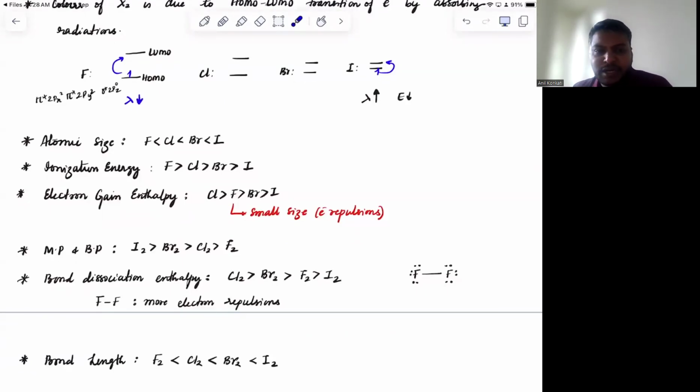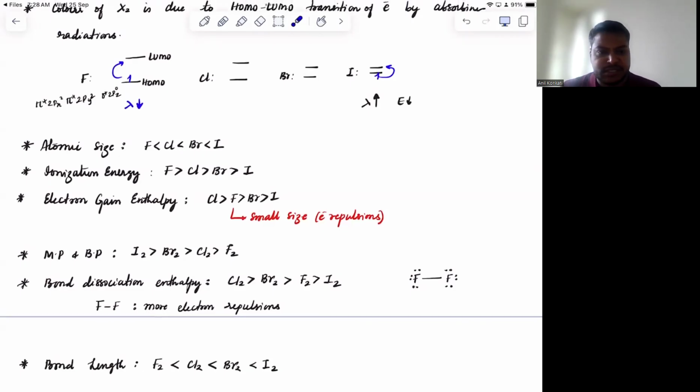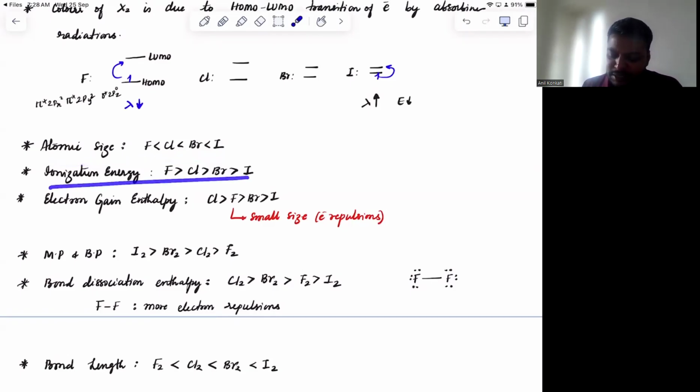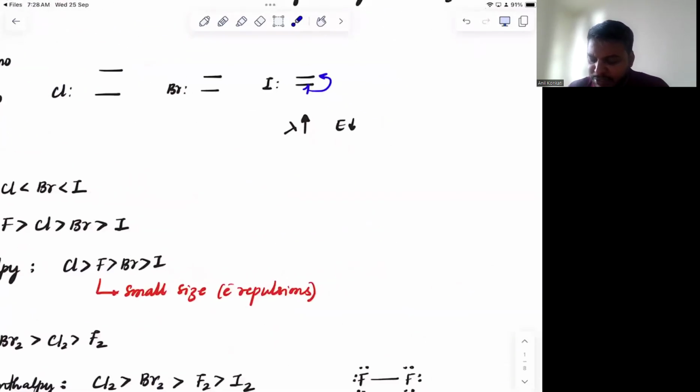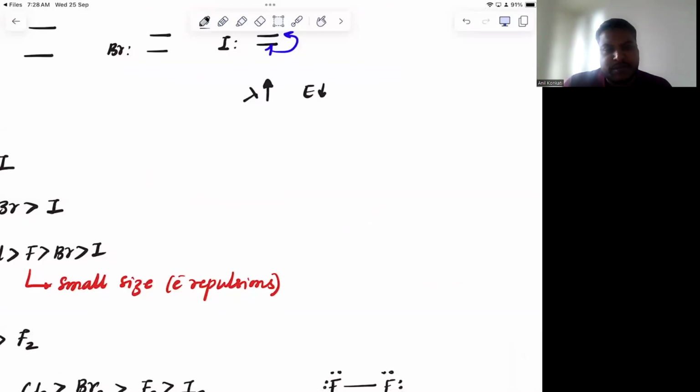Next. Clear? Going down the group, what are the properties we need to check? Let us understand that. Atomic size wise, it will increase. Ionization wise, it will decrease. Electron gain enthalpy wise, there is a slight difference between chlorine and fluorine. Okay. Right. Another thing that might be asked, I'll just mention it here itself. In the solvents, for example, if you have some donor atoms, that means there are some lone pair carrying groups in the solvent, then also there is a slight change in the color. Correct?